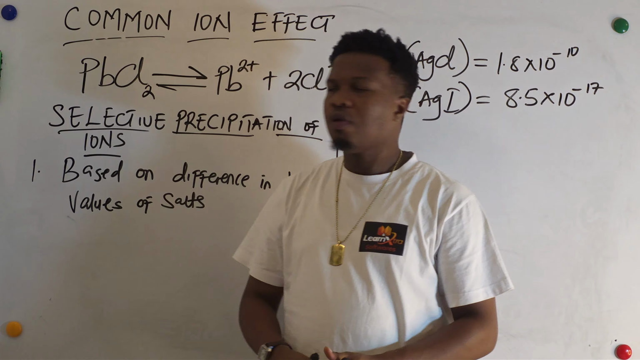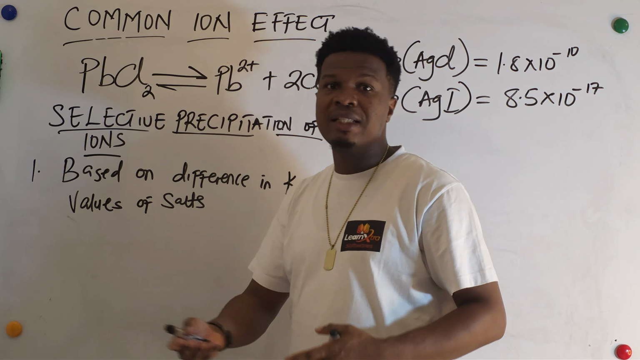about selective precipitation of ions. What is this selective precipitation of ions? Selective precipitation is talking about how one ion will precipitate over the other ion in a solution when a precipitating agent is being added.